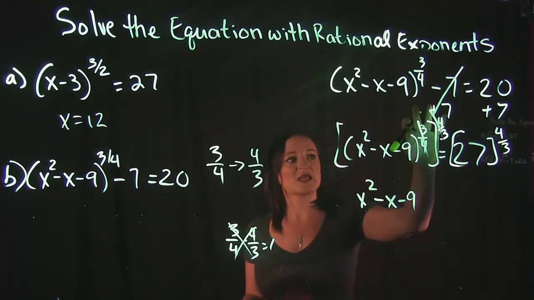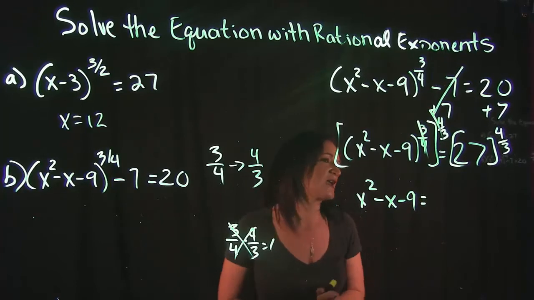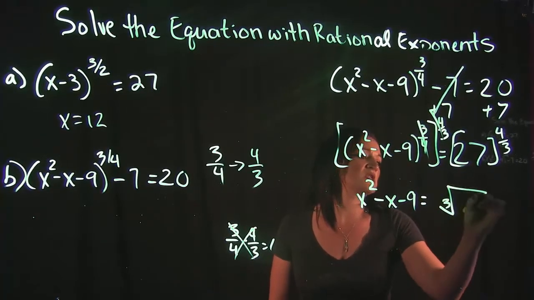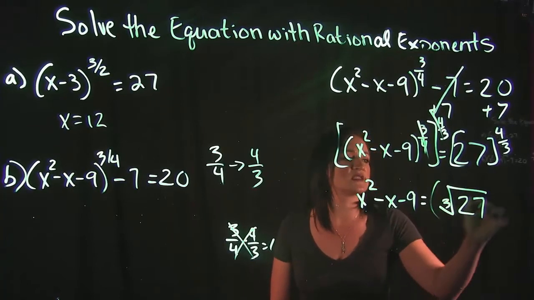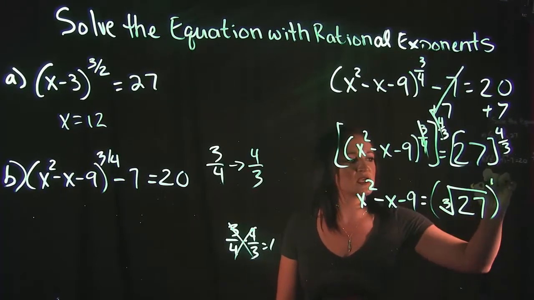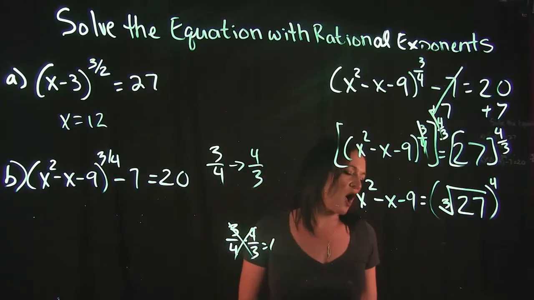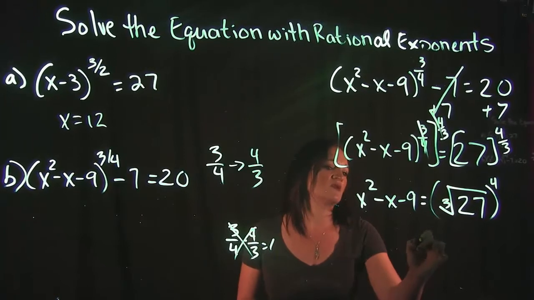So that just completely gets rid of the power on the left-hand side. On the right-hand side, 3 is our denominator, so that means we are taking the cube root of 27 and then we are raising it to the numerator, which is a 4. So we just talked about this problem, or very similar to it.